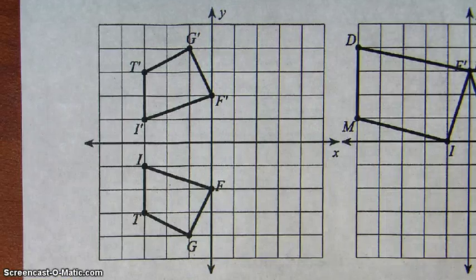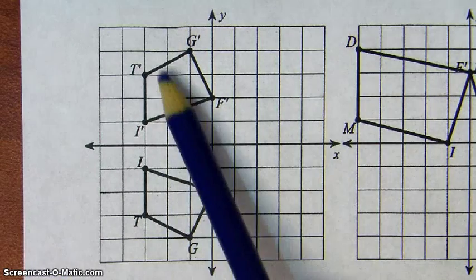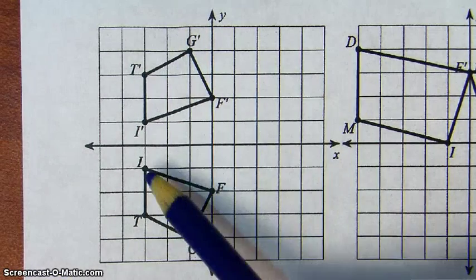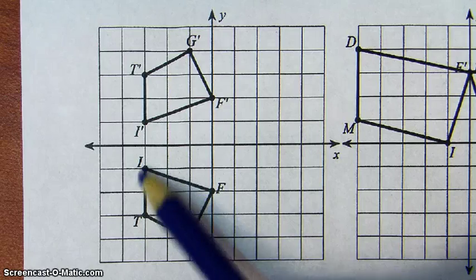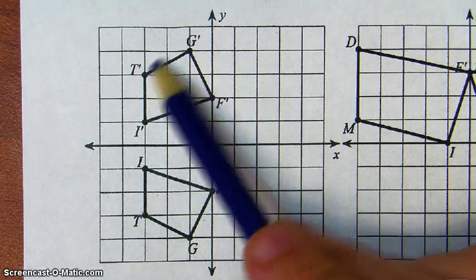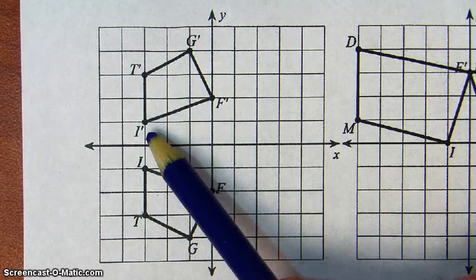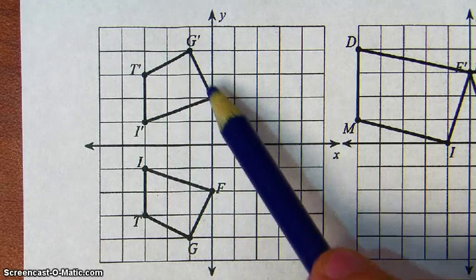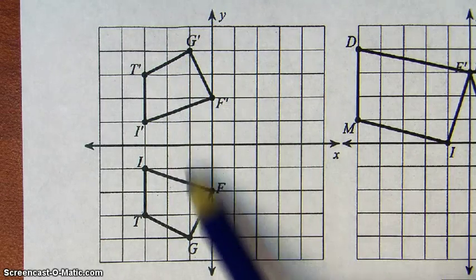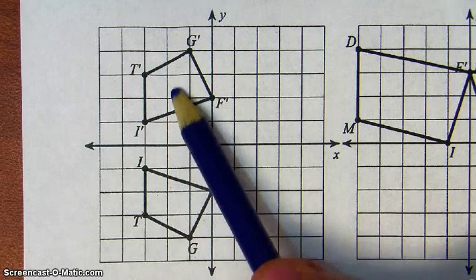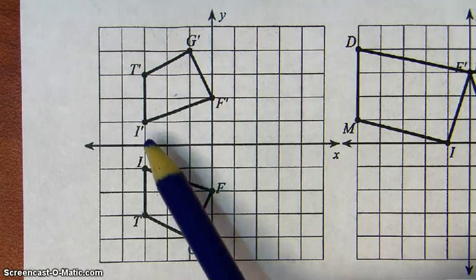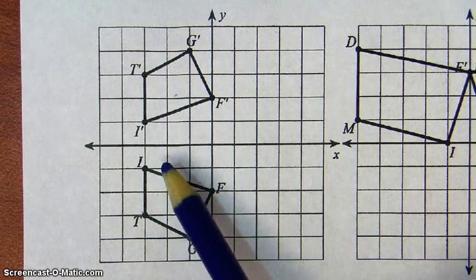In this example, we have our pre-image and our image. I know the difference because our pre-image has the letters I, T, G, and F, while our image has little apostrophes after each of the letters. They're pronounced I prime, T prime, G prime, and F prime. So that's our image and our pre-image, our starting point and our ending point. So then, we know this is a reflection, but we need to draw the line of reflection.